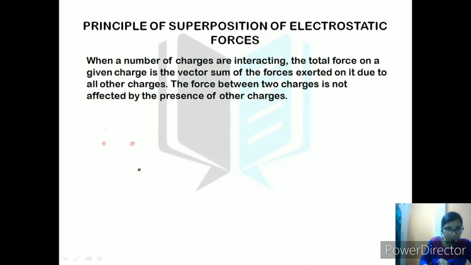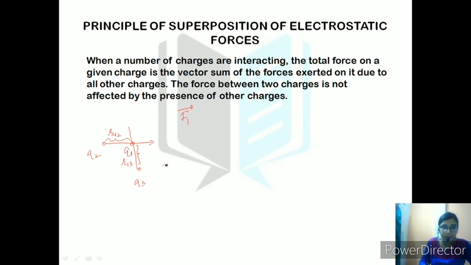Suppose there are three charges, Q1, Q2 and Q3. For simplicity we write the distance between Q1 and Q2 as R12, and the distance between Q1 and Q3 as R13. Now we want to find out the total force on Q1, that is, what is F1.